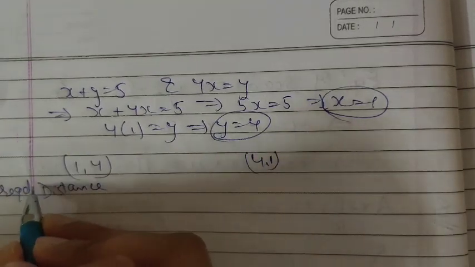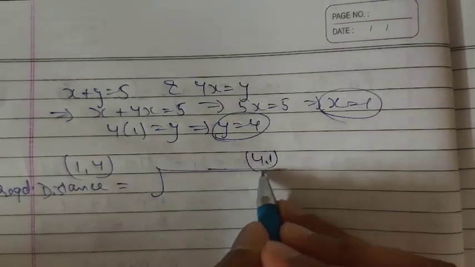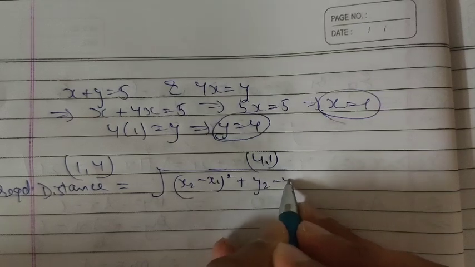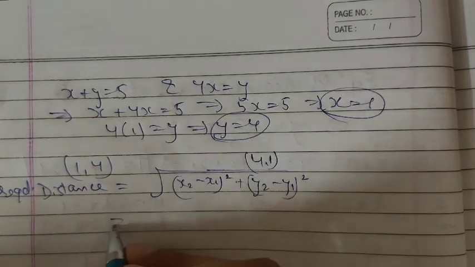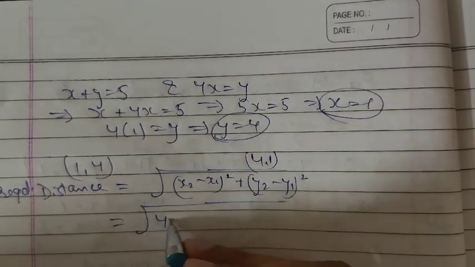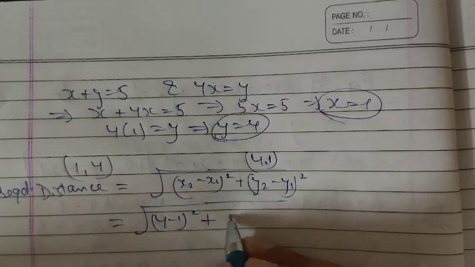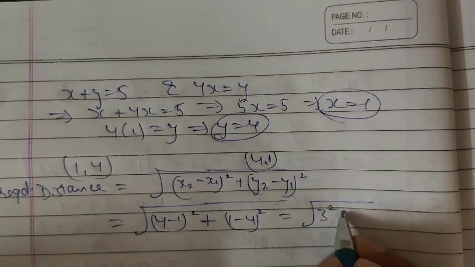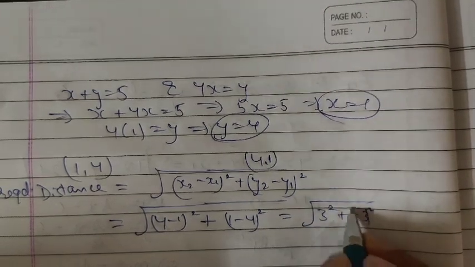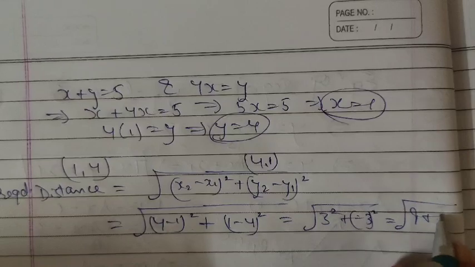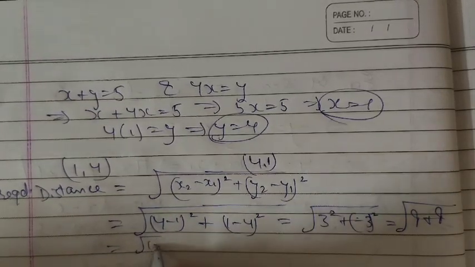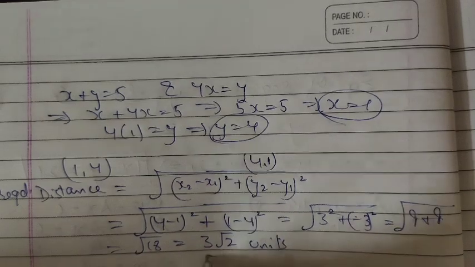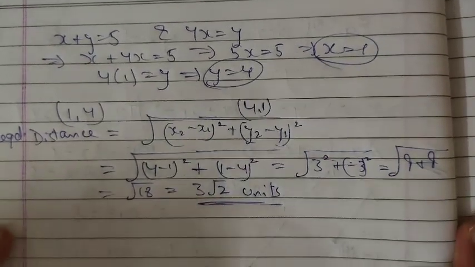So the required distance is the square root of (x2 - x1)² + (y2 - y1)², which is the square root of (4 - 1)² + (1 - 4)², which is the square root of 3² + (-3)², which is the square root of 9 + 9, root 18, which can be written as 3 root 2 units. So this is our answer, 3 root 2 units.